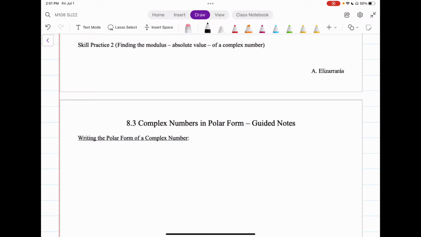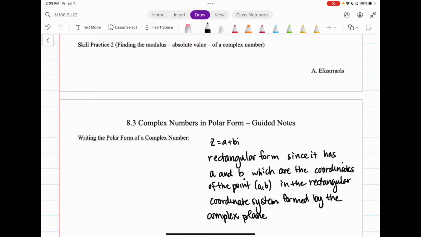The complex number Z equals A plus Bi is in the rectangular form because A and B are coordinates in a point (A, B) in the rectangular coordinate system, but it's formed in the complex plane rather than in the Cartesian coordinate plane where you're dealing with just real numbers. A and B can be written in a coordinate (A, B). That point is in the rectangular coordinate system, but it's in the complex plane.